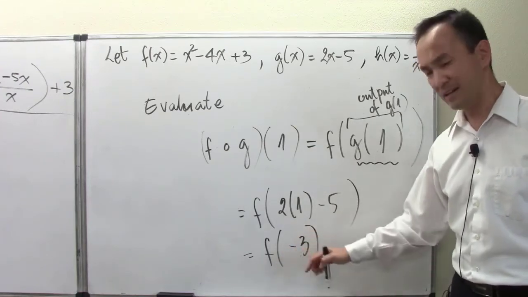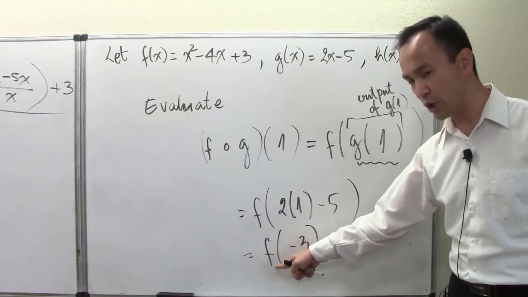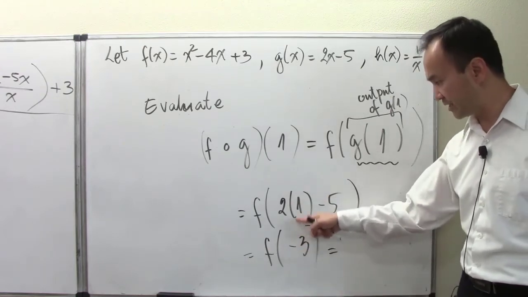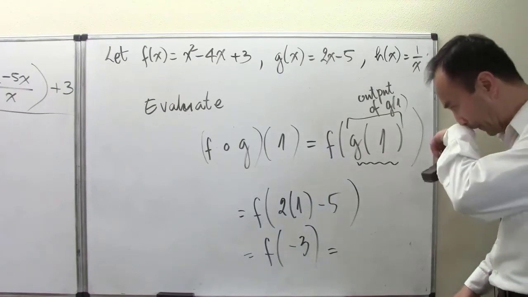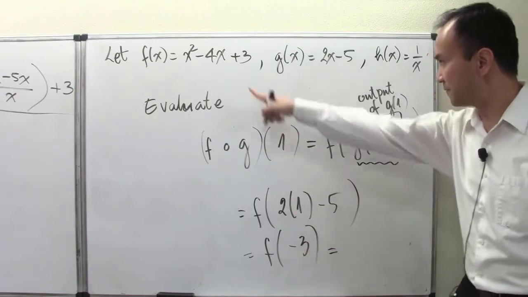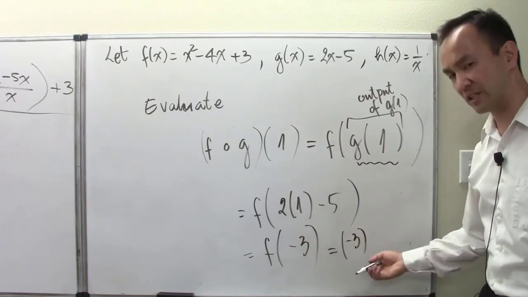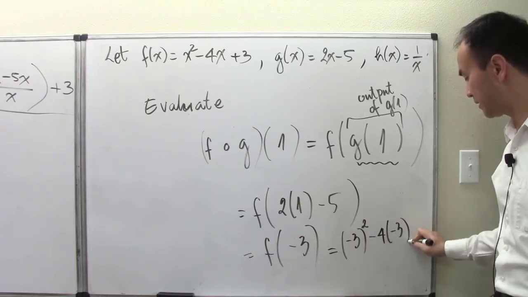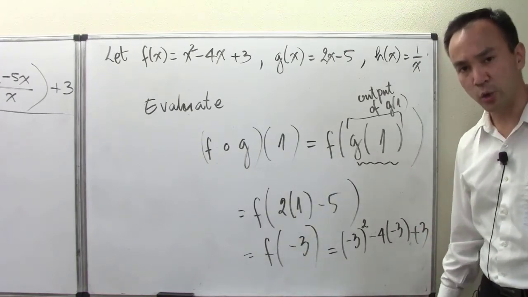So at the current step, we're looking at evaluating f at negative 3, or f of negative 3, because negative 3 is g of 1. The rule of the function f says for every input, in this case negative 3, we're going to square the input, minus 4 times the input, and plus 3. And now we are ready for the final evaluated answer.